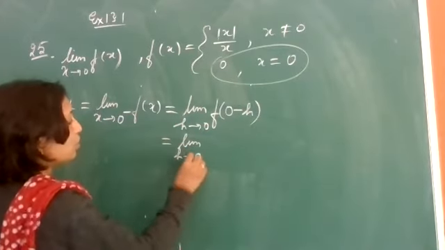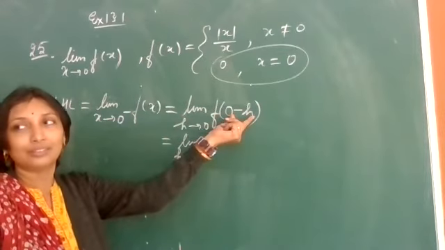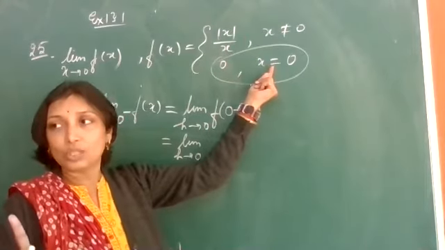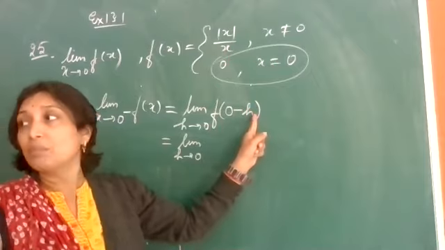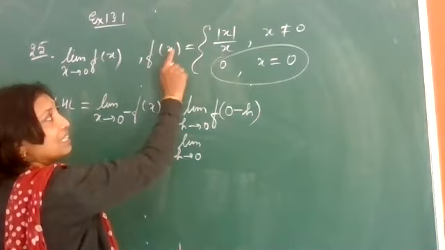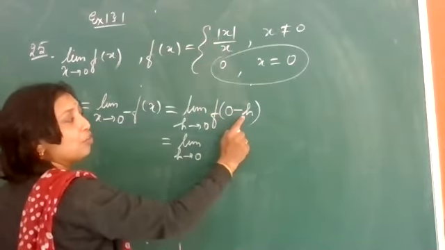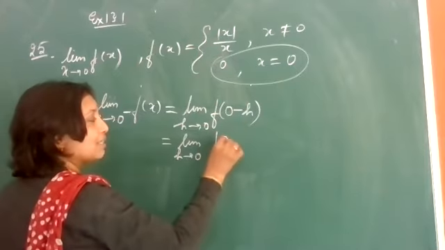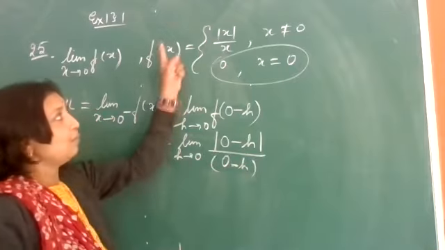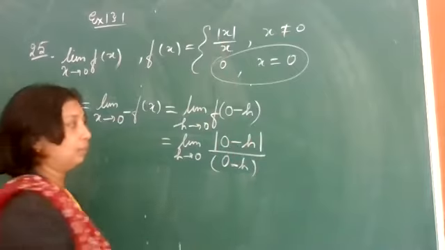Limit h tends to 0. In the function, we have to put 0 minus h. Which function? The upper one. Because that one is for when it is equal to 0, and this is 0 minus something. That means not equal to 0. So we have to take this function and in place of x. This is the function. If it is f(x), it is mod x upon x. If it is f of 0 minus h, then wherever there is x, we will put 0 minus h. Did you understand this? If it was x in the function, then if it is 0 minus h, in place of x, 0 minus h will come.